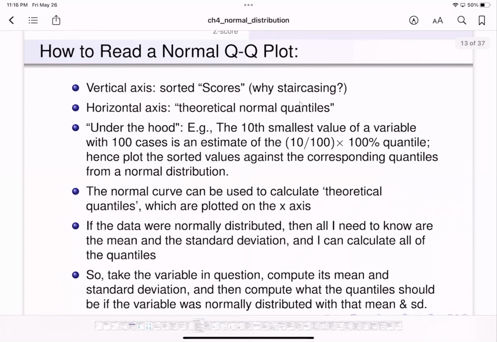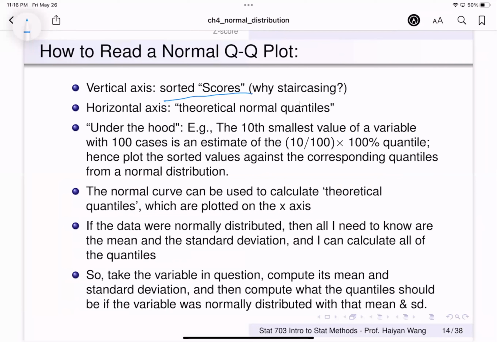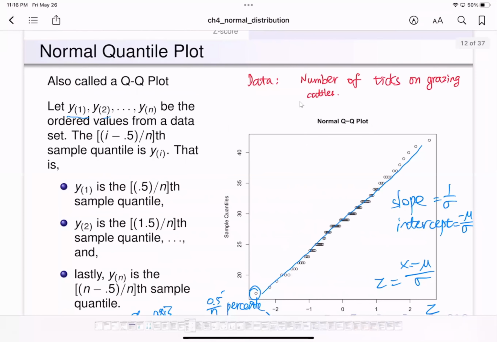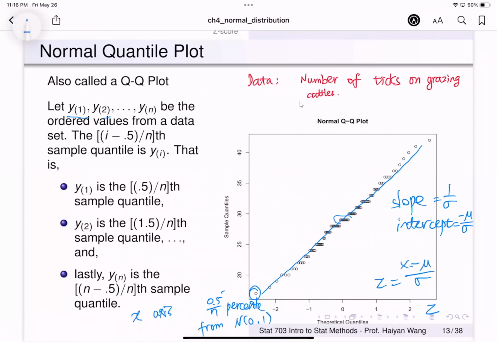So this vertical axis are those sorted scores. And then in the previous slide here, we also have some of these scores that seem to have identical value, like these are all having the same vertical value, right? That means that in the observed data, some of the catalogs had the same number of ticks. So basically, identical values are observed for multiple observations. So in the vertical axis, we basically give those sorted values.